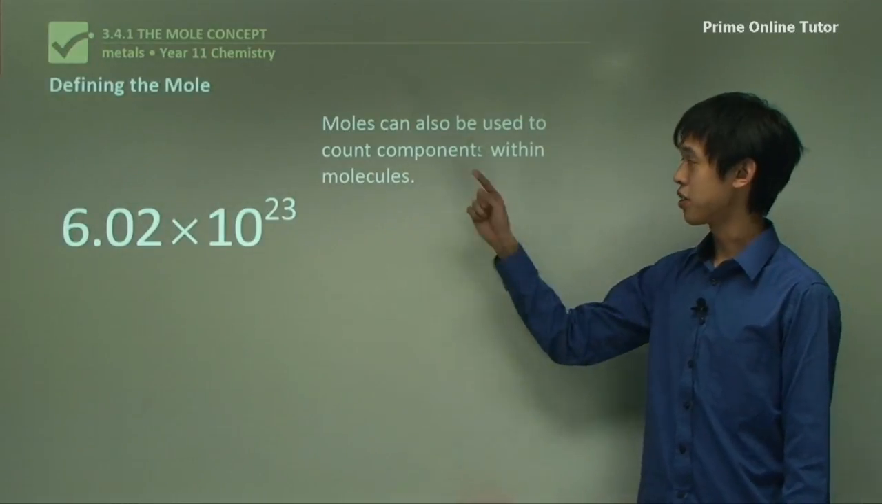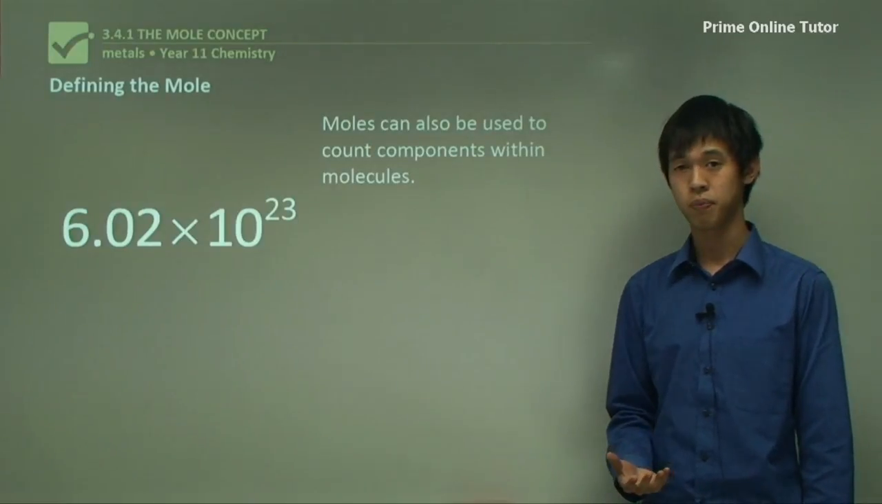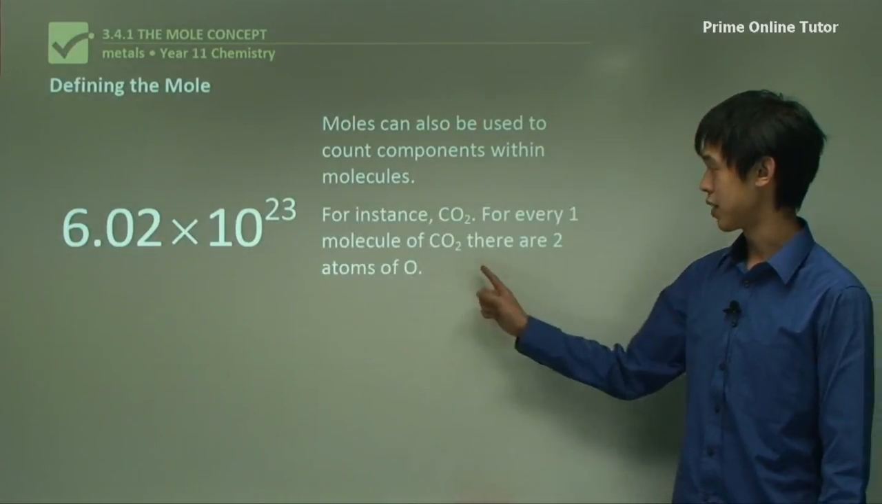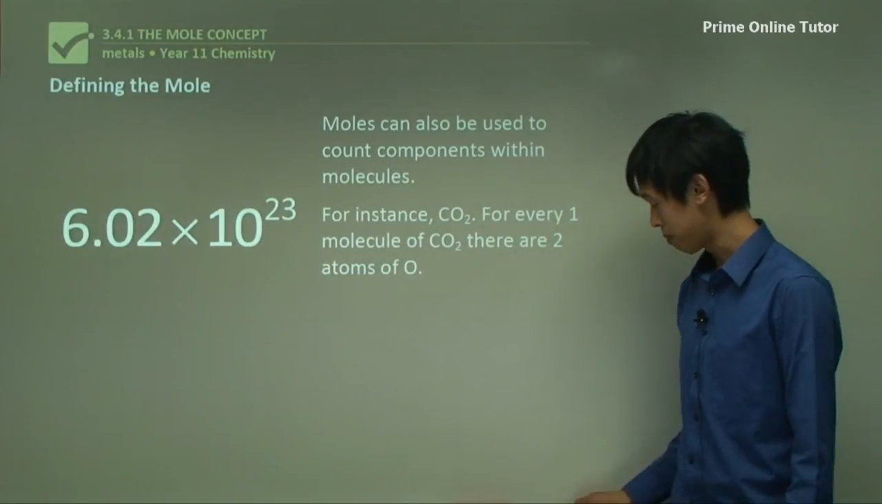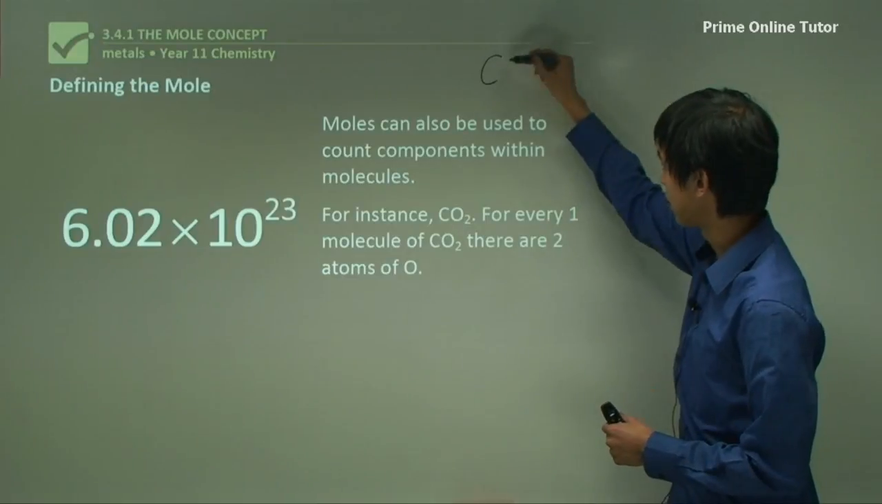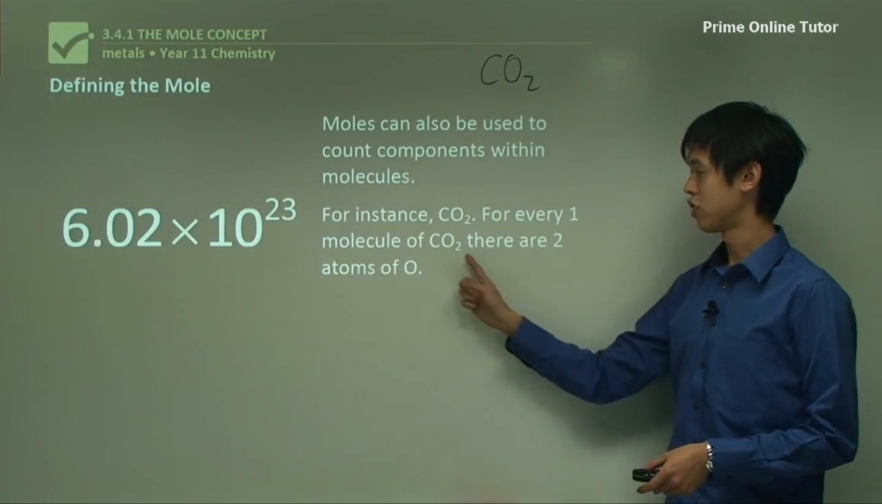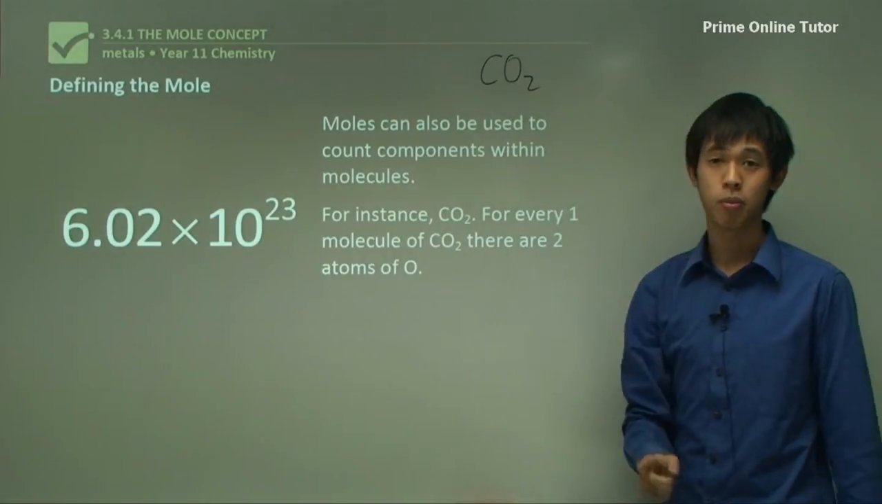And you can also use moles to count components within molecules. Okay? So what does that mean? Let's take an example. We have CO2. If we have 1 molecule of CO2, so just one particle, just this guy, you can see that there are 2 atoms of oxygen for every 1 carbon atom.